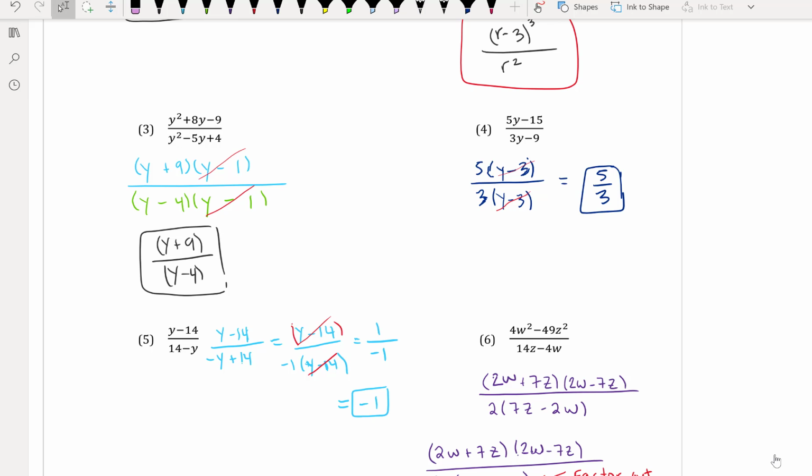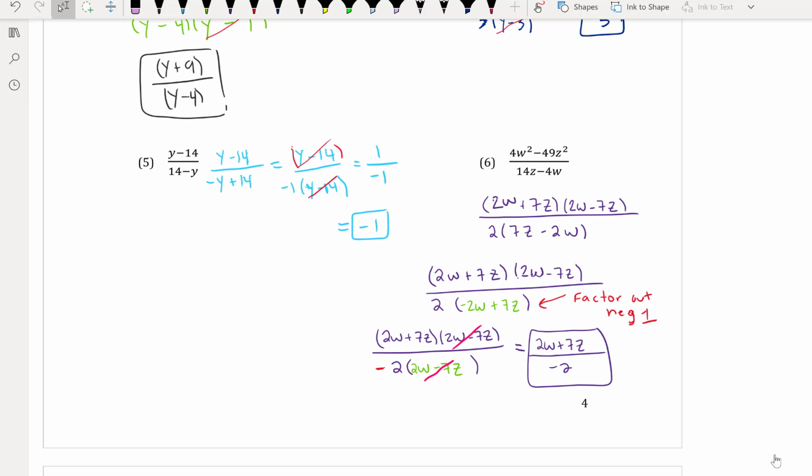For number 4, what I did is I factored by the greatest common factor. The numerator has a GCF of 5. The denominator had a GCF of 3. Therefore, the y minus 3 on top and bottom both cancel, so I'm left with 5 over 3. For number 5, what I did for the denominator is I rewrote it in descending order. So I rewrote it as negative 4 plus 14y. And then from there I factored out a negative. When I factored out that negative, that y now turned positive and that 14 turned out to be negative. So it ends up canceling it out, so I'm left with a negative 1.